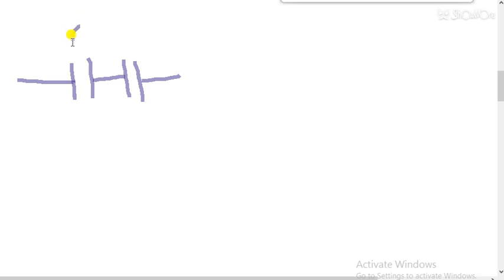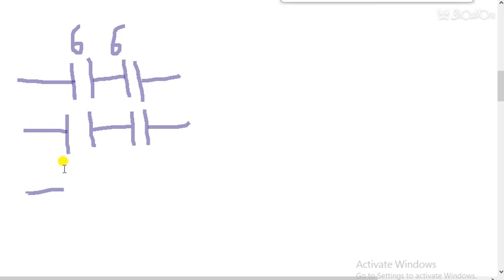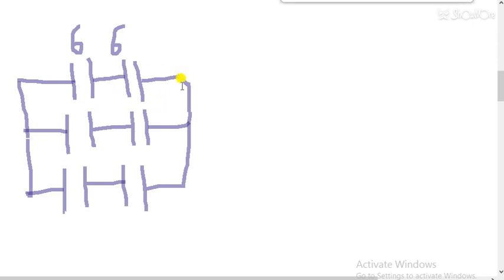So here 6, and this 6 and 6 will give me 3. Again 6 and 6 will give me 3 again, and this again 6 and 6 will again give me 3. So I hope this is right: 6, 6, 3, 3, 3. This combination will give me the value of 9. 6 and 6 will make 3, so 3 here, 3 here, 3 here, and 3 and 3 is 9.